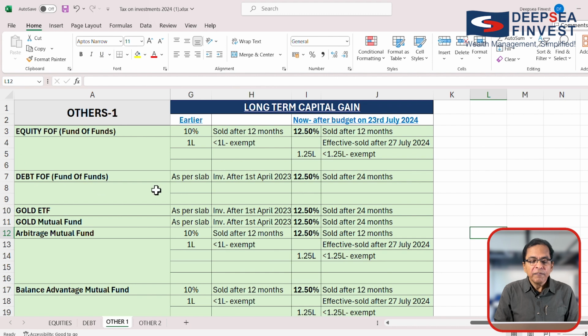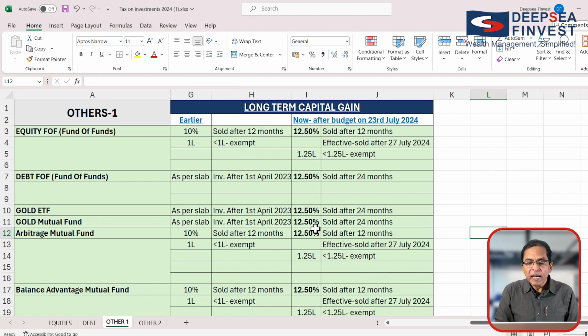Debt FOF, the taxation was earlier done as per slab, but now the tax rate is 12.5% if sold after 24 months. Gold ETF, gold mutual fund and arbitrage fund. Here, if you see in the new structure, gold ETFs and gold mutual funds are taxed at the rate of 12.5% if sold after 24 months.